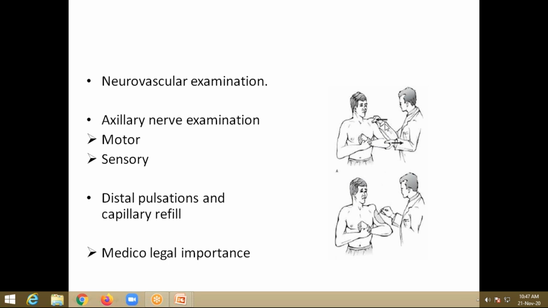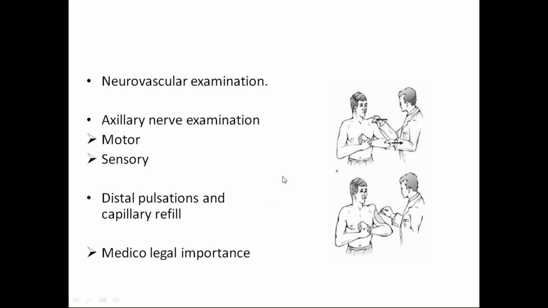Examination of the motor component is very difficult in a case of acute shoulder dislocation because of the pain. So sensory examination is very helpful to know the status of the axillary nerve function. The axillary nerve mainly supplies the lateral aspect of the arm, so we have to check the sensation over the anterolateral aspect of the shoulder joint, and also check the distal pulsations.